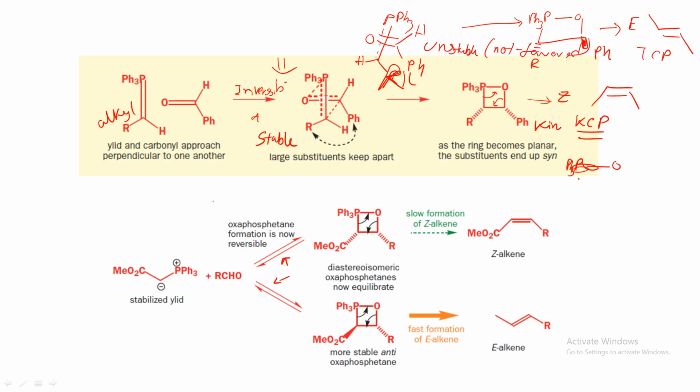So this is irreversible and this is reversible. Now why is it reversible and why is it irreversible? You can see that for this type of irreversible case, if we regenerate the starting materials here, the ylide is unstable, so the system would not prefer to form this kind of molecule. But for the stabilized case, you can see it is unstabilized.